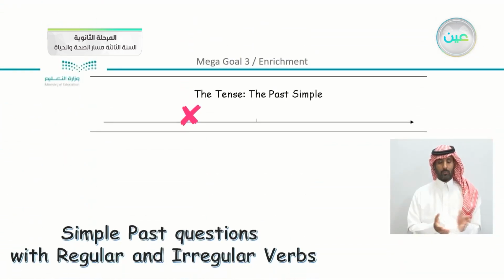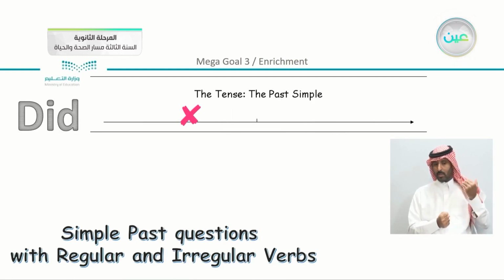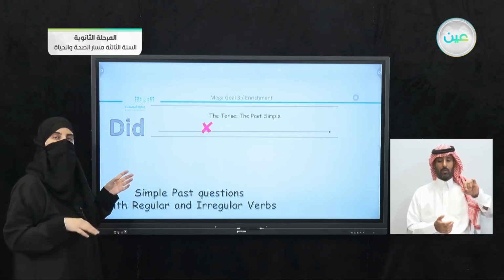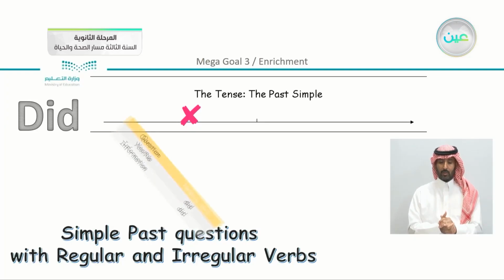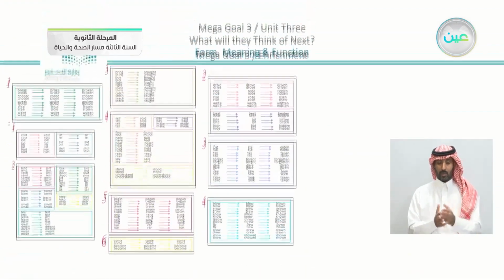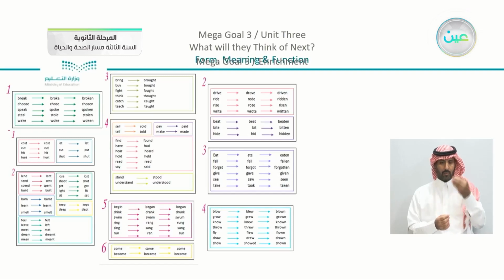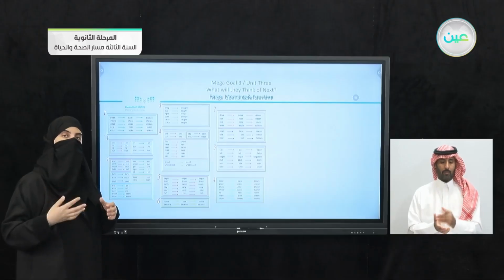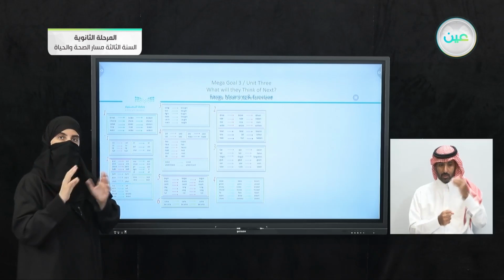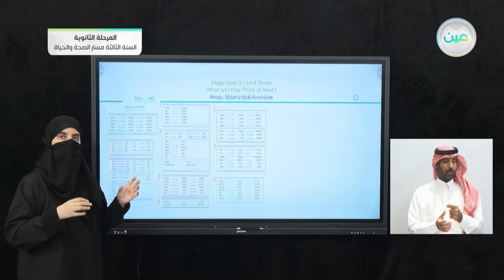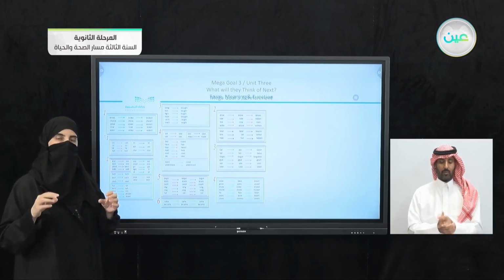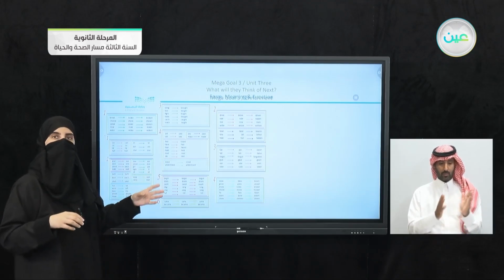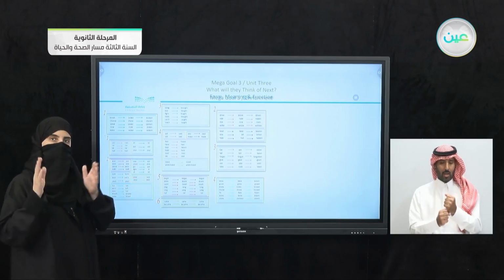Now we revised the simple past questions with regular and irregular verbs. Of course, you do know that you are going to use did, either for information questions or yes-no questions. We also revised the idea of using the irregular forms by memorizing, or you can just study them based on their types. We know that some irregular verbs change their forms, and with some irregular verbs it is the same form. So you can divide the irregular verbs to make studying easier for you.